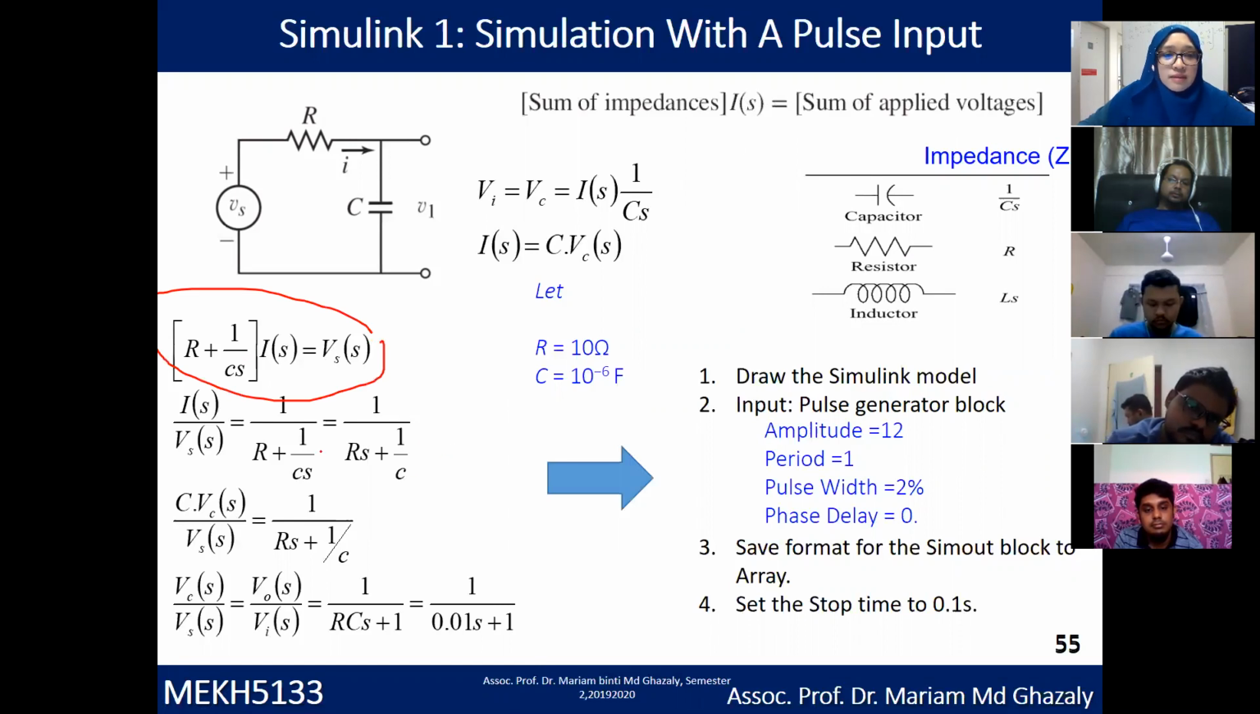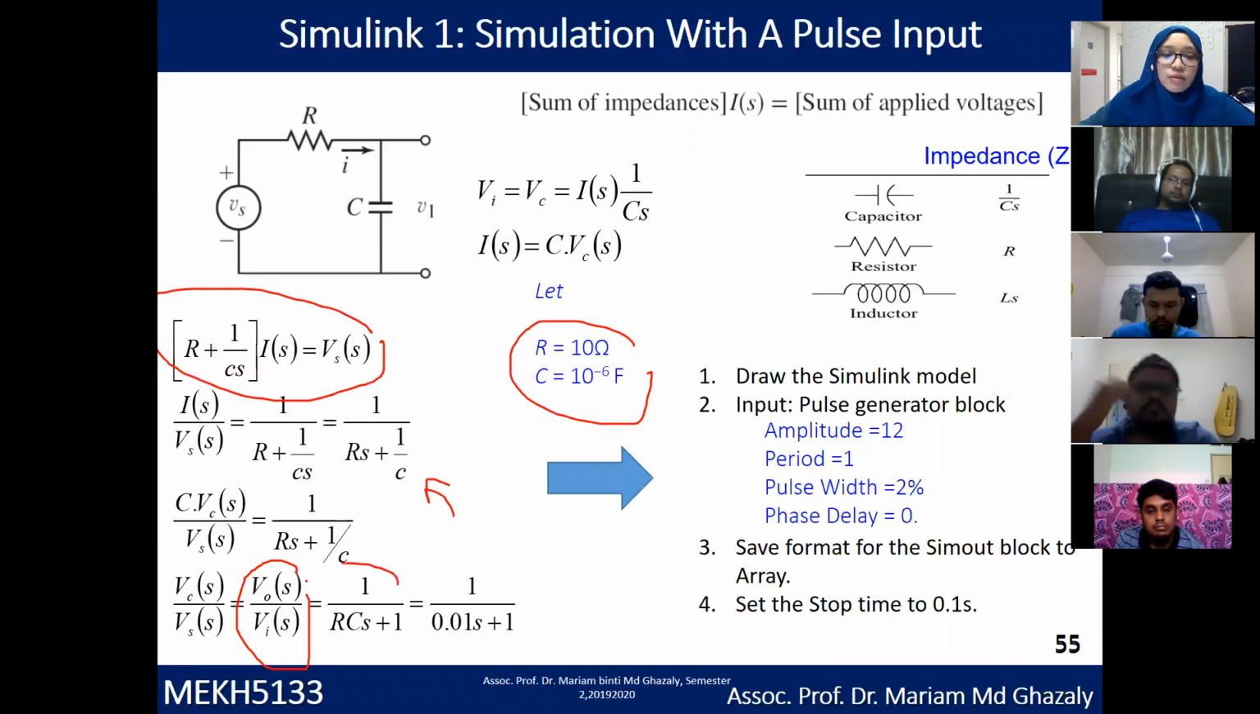Then you want to get the equation I over Vs. So substitute the values for R and C. Then you will get VO over VI, output over input, which is 1 over RCs plus 1. Substituting the values of RC, you get 1 over 0.1s plus 1. Right now this one is a pulse input.